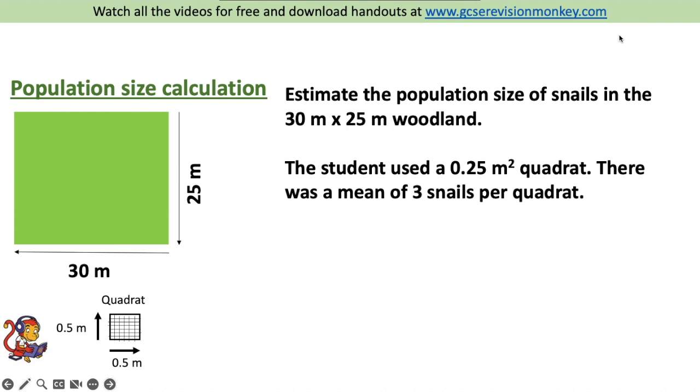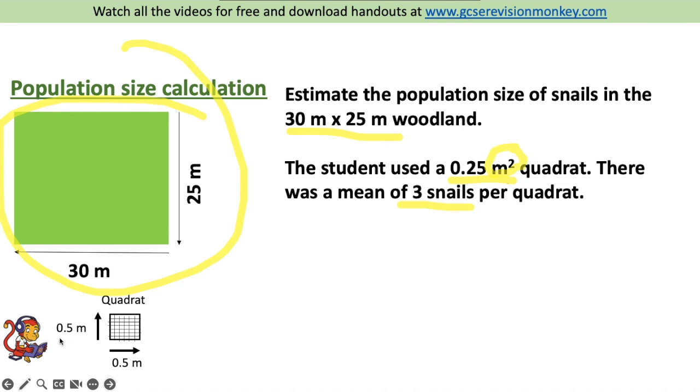So this is a calculation which is linked to a required practical, so I just wanted to go over this one. It's about estimating population size. The question says, estimate the population size of snails in the 30 metres by 25 metre woodland. That's represented over here. And the student used a 0.25 metres squared quadrat, and there were a mean of 3 snails per quadrat. So just bear in mind, the quadrat, if it's got metres squared, that's already the area. You don't have to do anything with that, it's already the area.